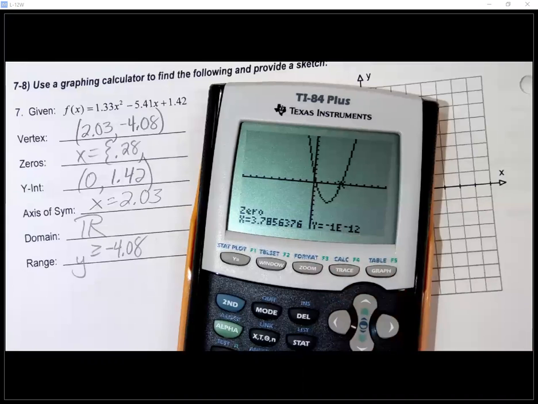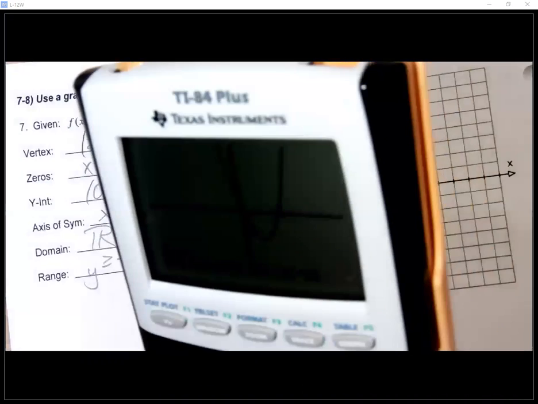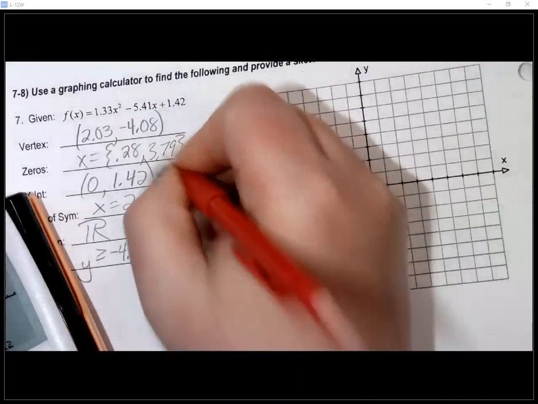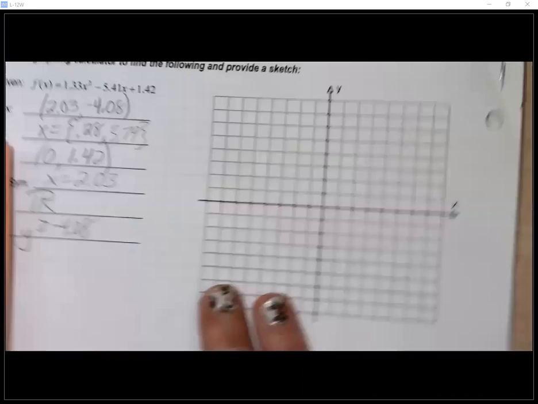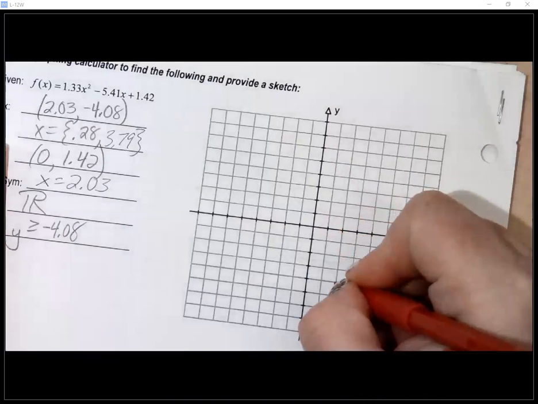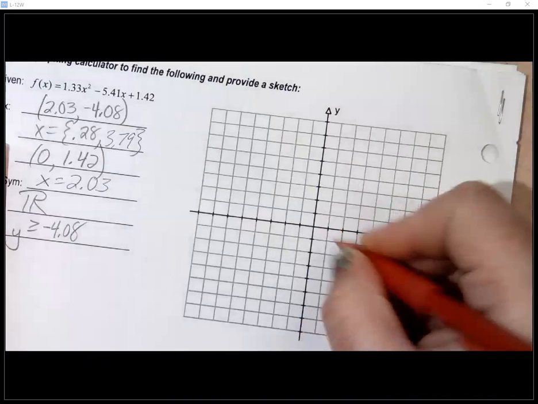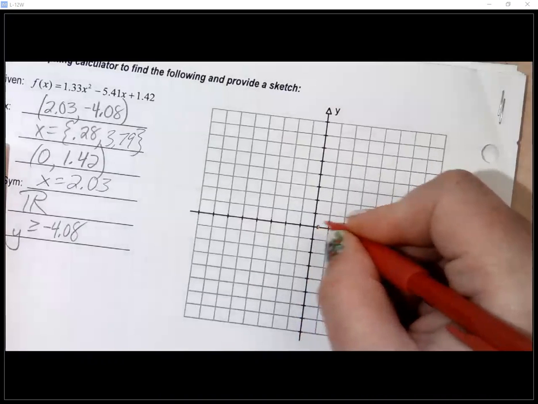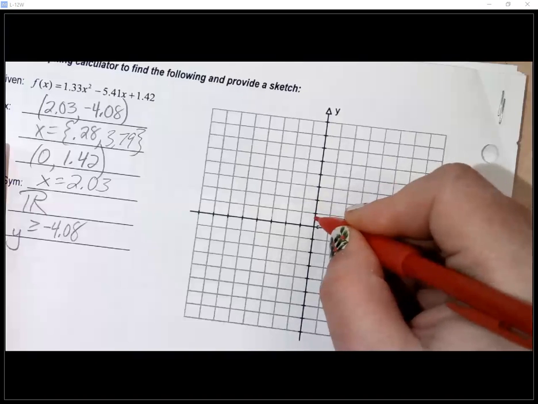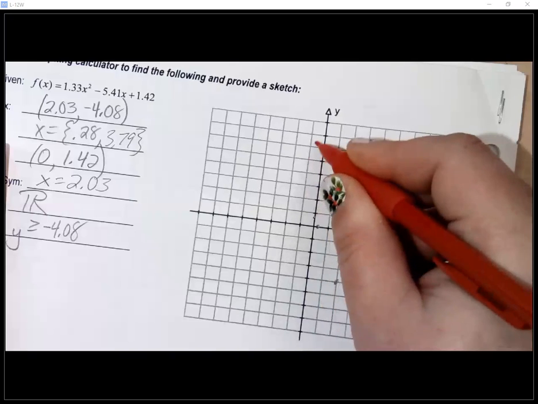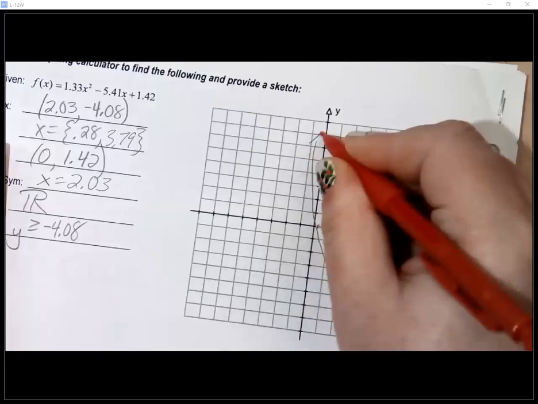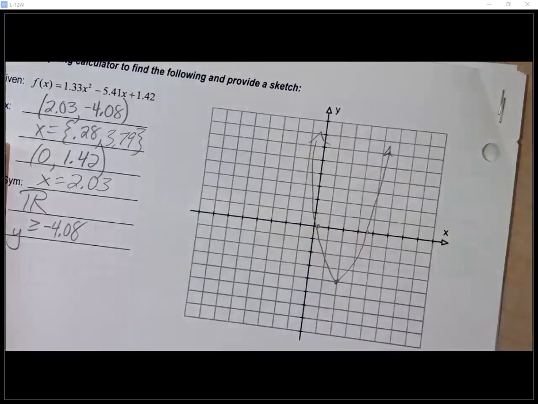So there's our other one, 0.379 or 3.79. Don't forget to do a quick sketch. Now that I have all my pieces, it should be relatively easy. Right about there, where my x-intercepts are. Nice smooth curve as best you can. Bloop.